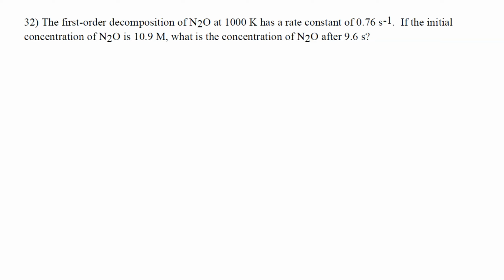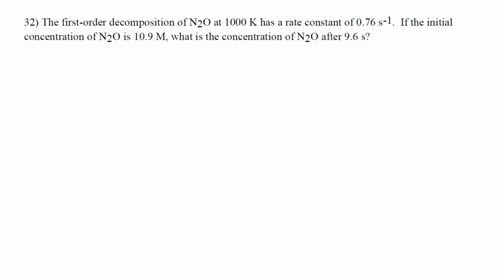The first order decomposition of dinitrogen monoxide at 1000 Kelvin has a rate constant of 0.76 per second. If the initial concentration of dinitrogen monoxide is 10.9 moles per liter, quite concentrated, what is the concentration of dinitrogen monoxide after 9.6 seconds? All right.